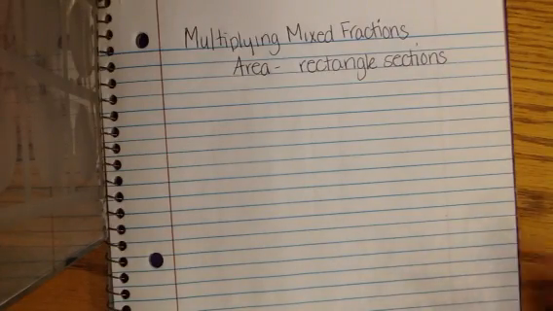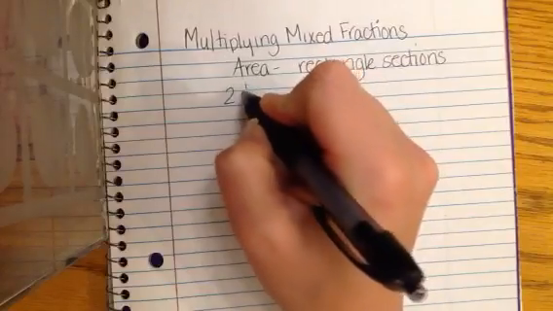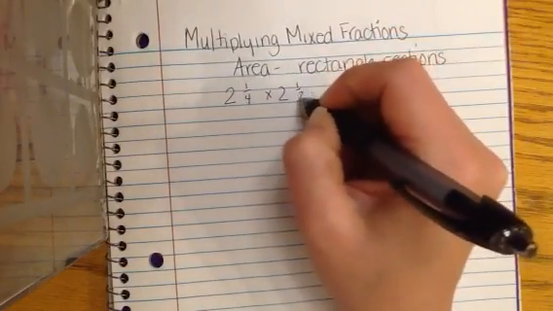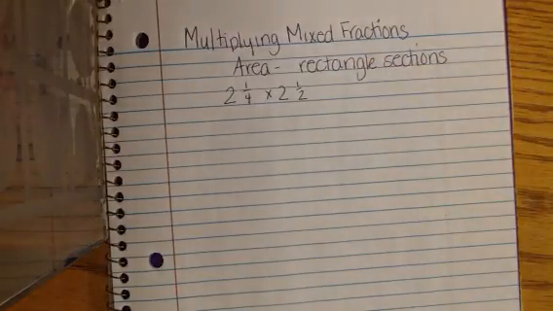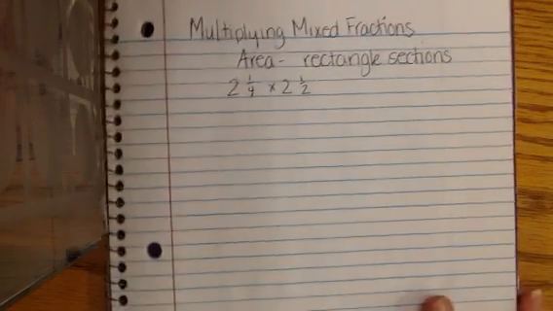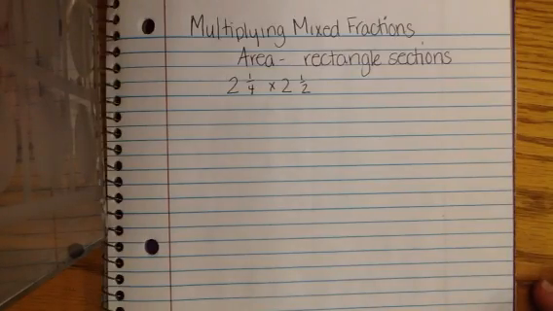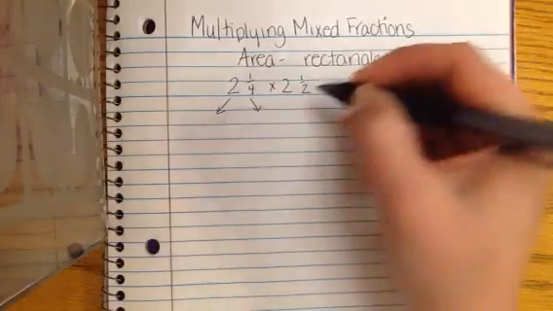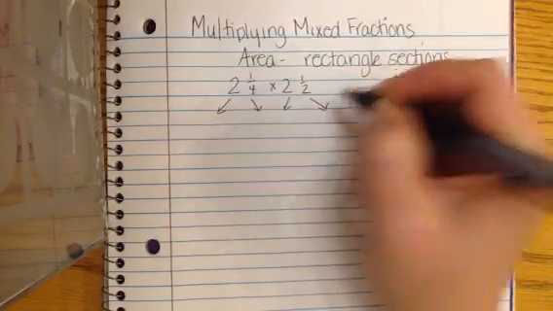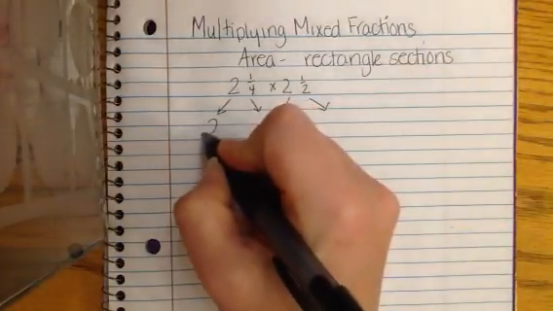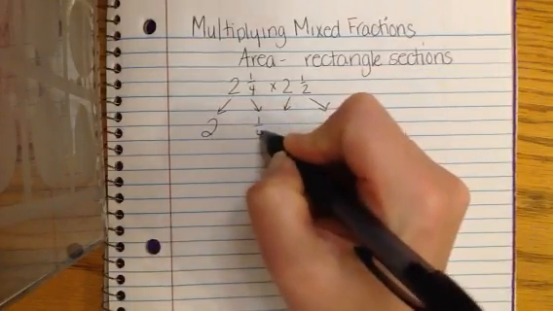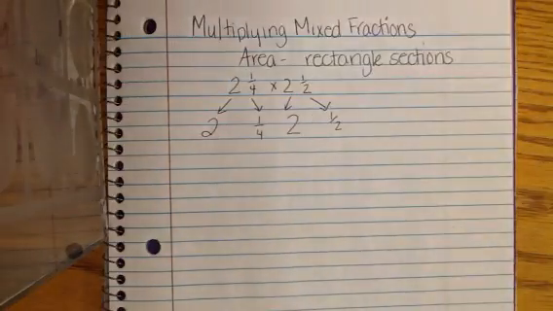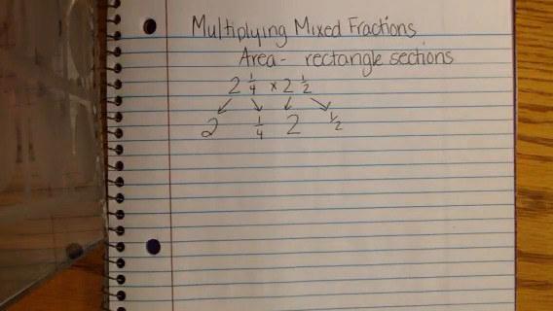Alright, so let's look at the first problem, 2 1/4 times 2 1/2. We already sort of practiced this the day that we had Fig Newtons. What I know is that I have to break apart, decompose, these two numbers. I have to look at 2 and a fourth, and 2 and a half. Then we have to multiply everything together.